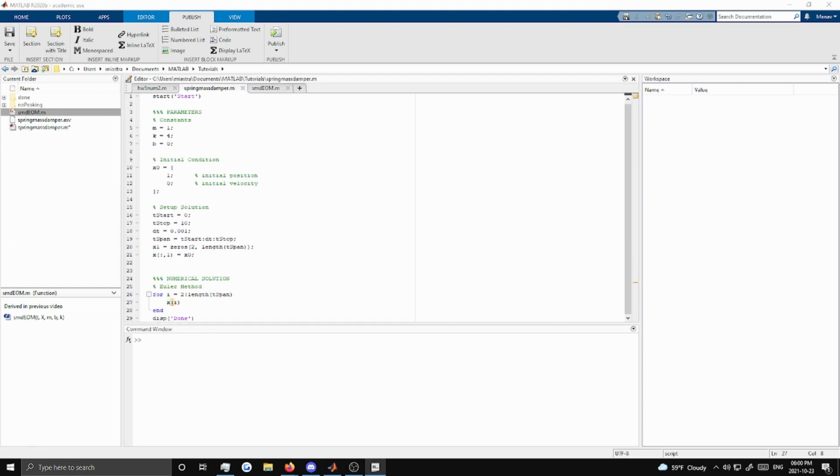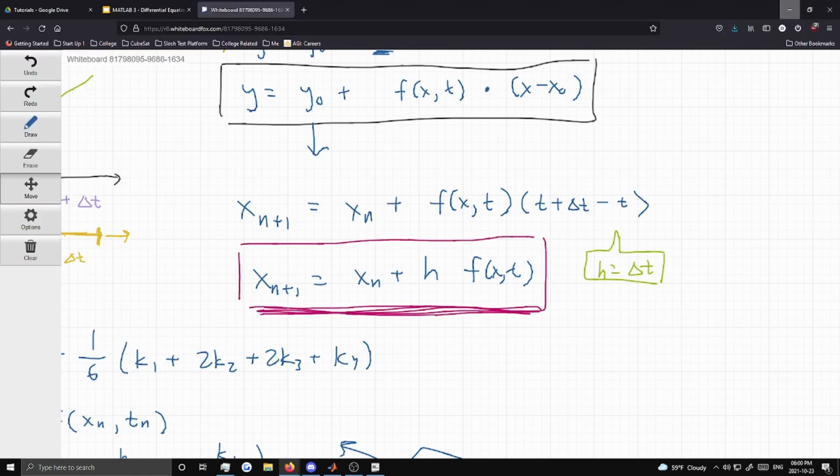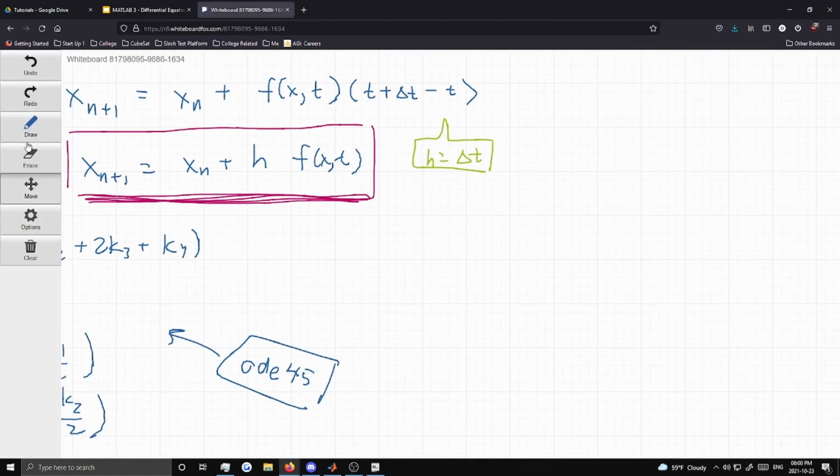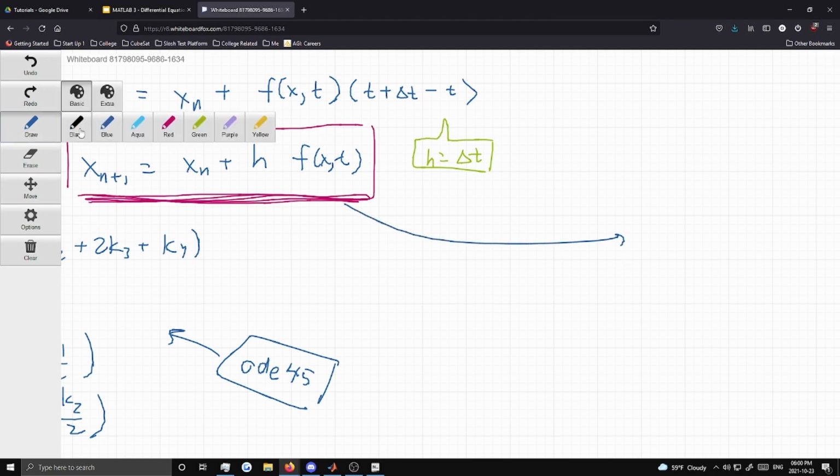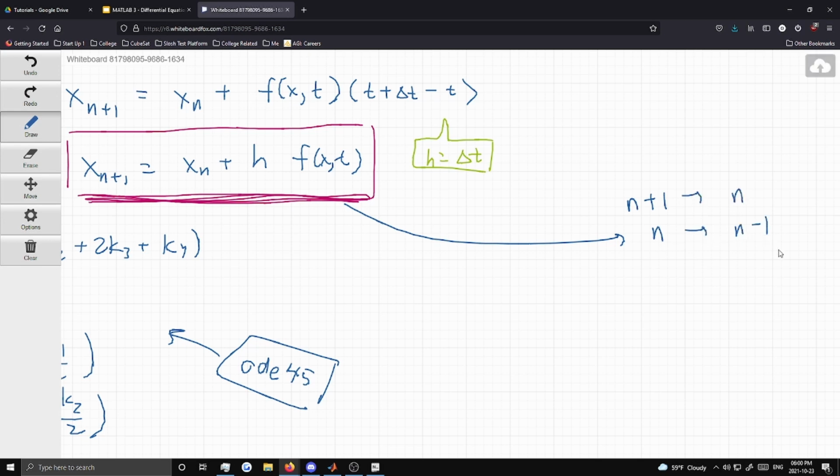Actually, you know what? Let me go back to the whiteboard and just clarify something, because I don't want to make any rash decisions. So this is the formula that we had. Now, if we were to take this out and change it a little bit, so instead of using n plus 1 and n, we'll convert this into n and n minus 1.